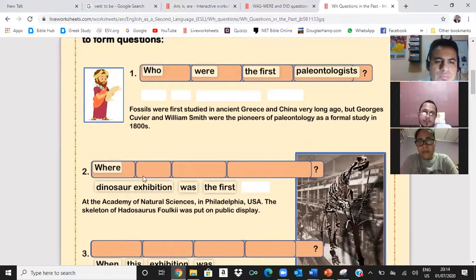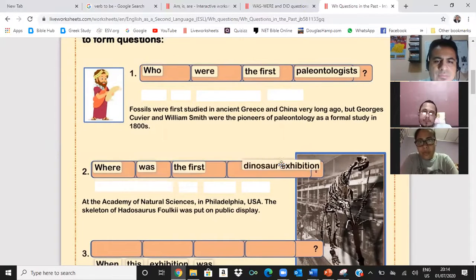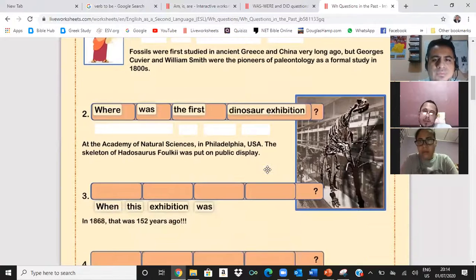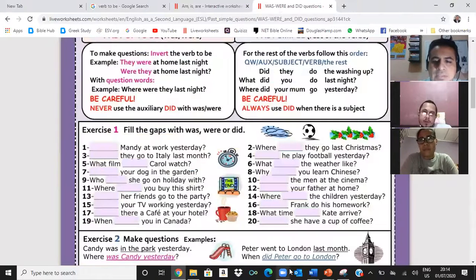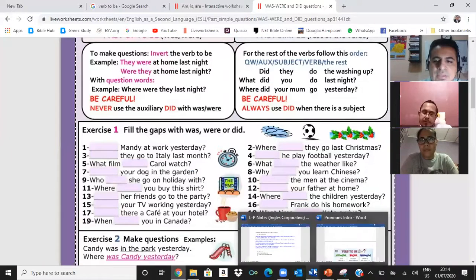Where was the first dinosaurs exhibition. Correct. Okay, so basically, ahí está, ¿verdad? So you guys can do that. This is the WH plus the verb to be, okay? Para que practiquen esas también.